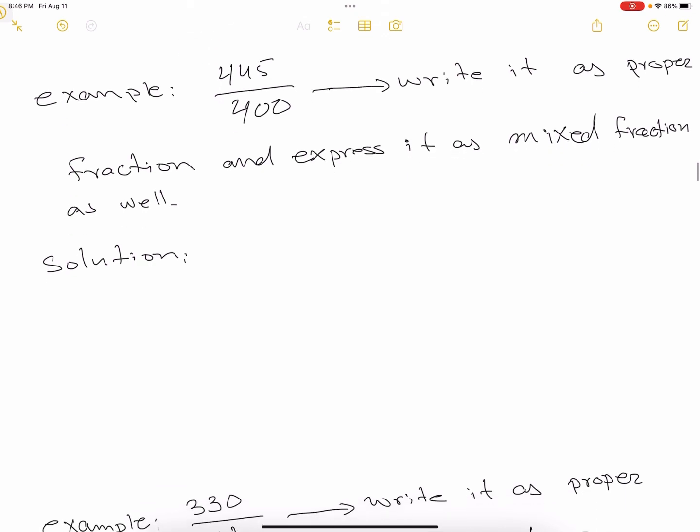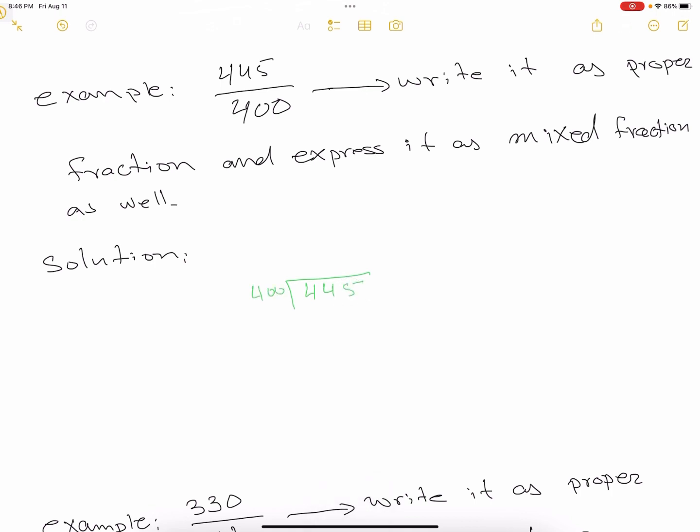Let's shift the gear to the next example. It says 445 over 400. Write it as a proper fraction and express it as a mixed fraction as well. Okay, so what does that actually mean here? We can write it down. We can just divide that 445 by 400.